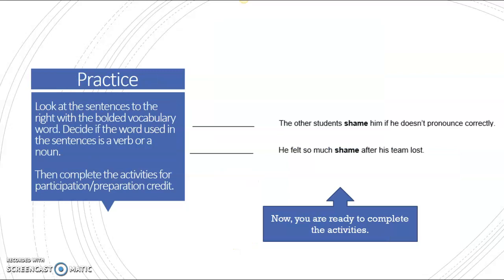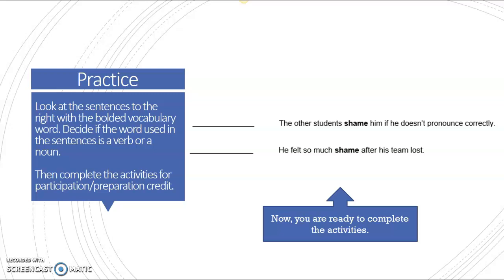For practice, look at the sentences to the right with the bolded vocabulary word. Decide if the word used in the sentence is actually acting as a verb or a noun. Then complete the activities for participation preparation credit in this activity module.